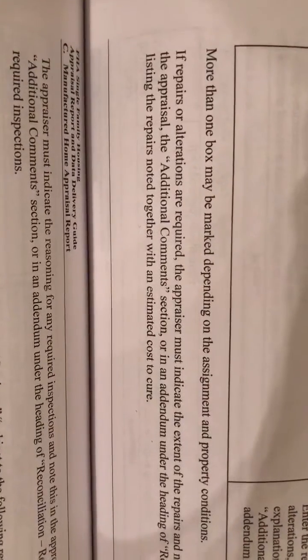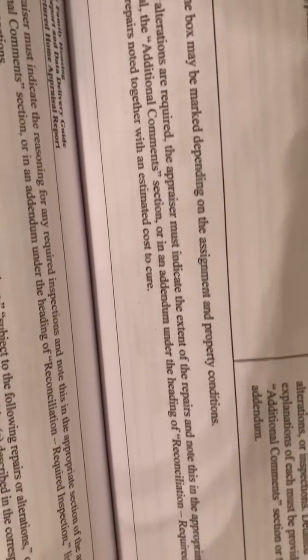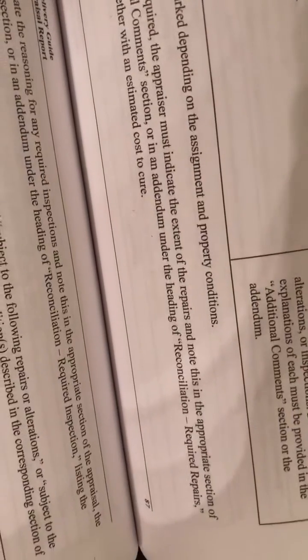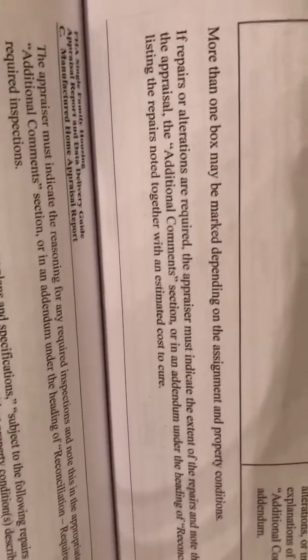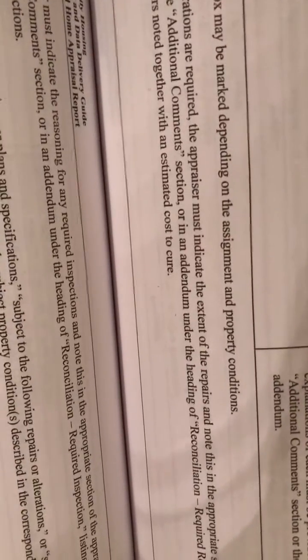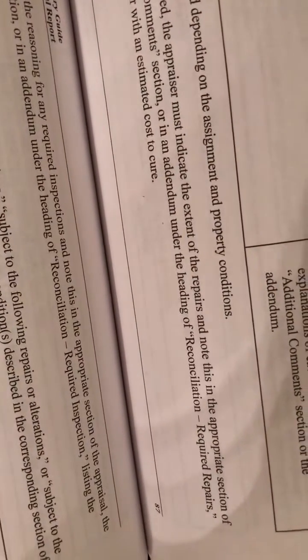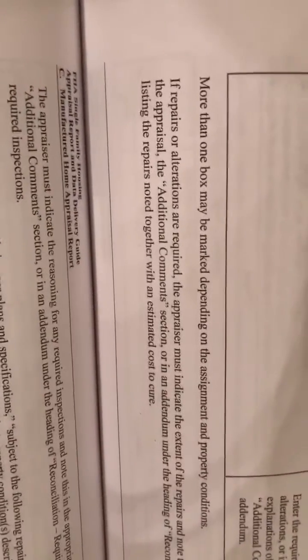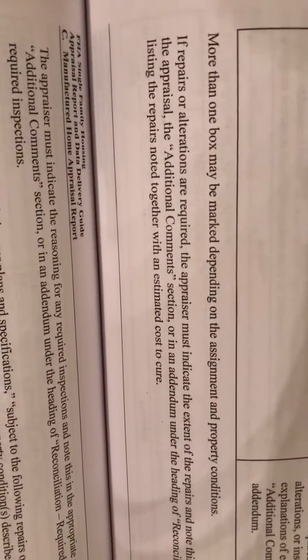If repairs or alterations are required, the appraiser must indicate the extent of the repairs and note this in the appropriate section of the appraisal, the additional comments section, or in an addendum under the heading of Reconciliation, Required Repairs, listing the repairs noted together with an estimated cost to cure.